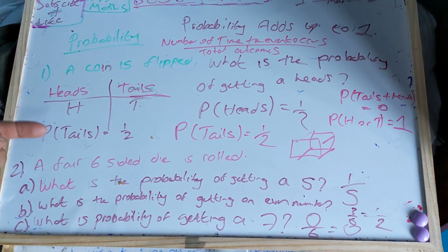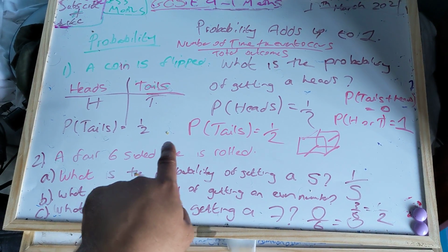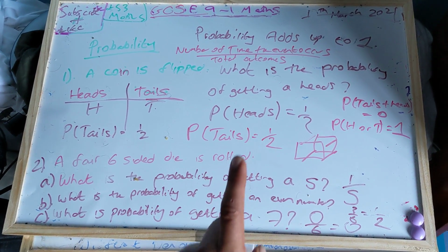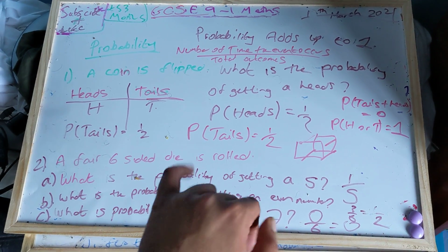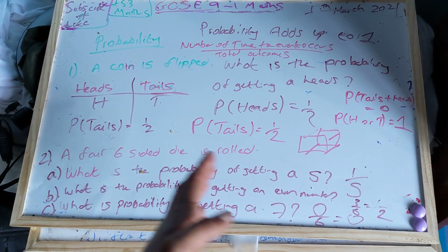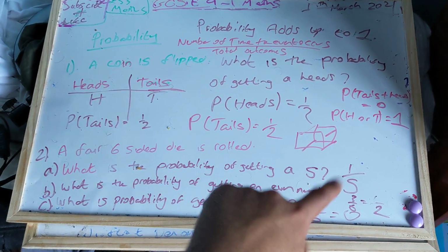Okay, right, guys. Next one here. It says a fair six-sided die. So in maths, dice is the plural of die. So die is one dice, essentially, and then dice, 2 or more dice, is the plural. So yeah, it is a die, we say. What's the probability of getting a 5?